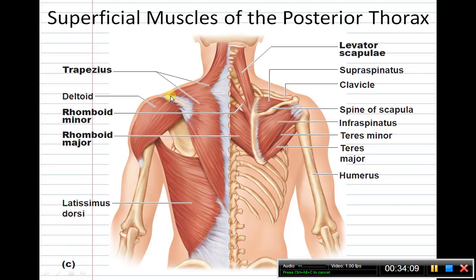When you tighten this muscle, you can pull the scapula inward, you can pull it upwards for shrugging, and you can also depress it. So this is a really tricky muscle because it has several functions.